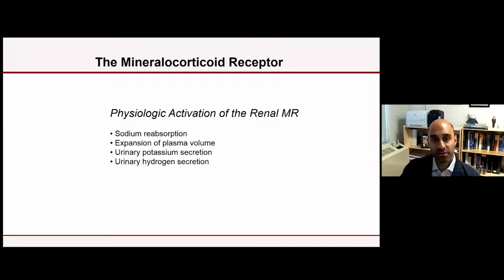It's much easier to understand what physiologic activation of the mineralocorticoid receptor, classically expressed in the kidney, does. Activation of the mineralocorticoid receptor increases sodium reabsorption, which is the main osmole of the body, so it causes expansion of plasma volume, and in exchange, there's excretion in the urine of potassium and hydrogen ion.